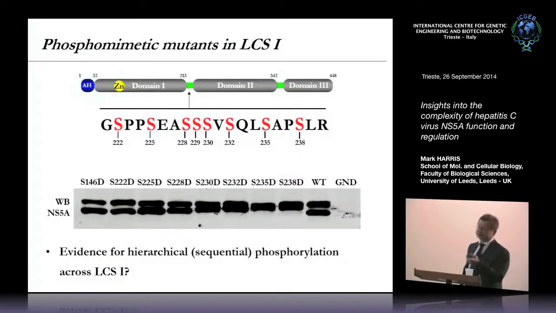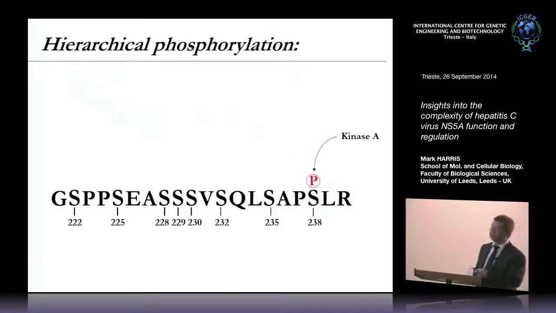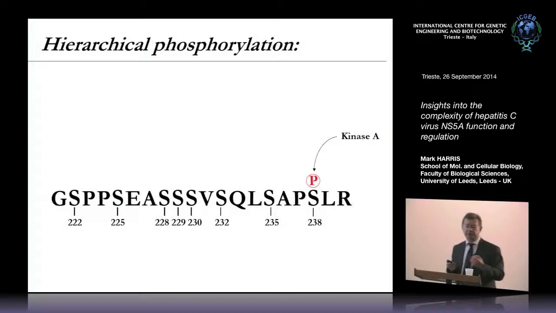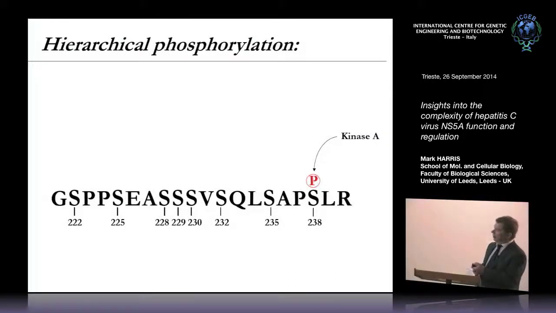But what I think this gives us is some evidence for what is referred to as hierarchical or sequential phosphorylation across this LCS1. And I'll just show you in the next slide what I mean by hierarchical phosphorylation. So the dogma of hierarchical phosphorylation says that if you have a range of phosphorylation sites, kinase A can phosphorylate the first of these residues.